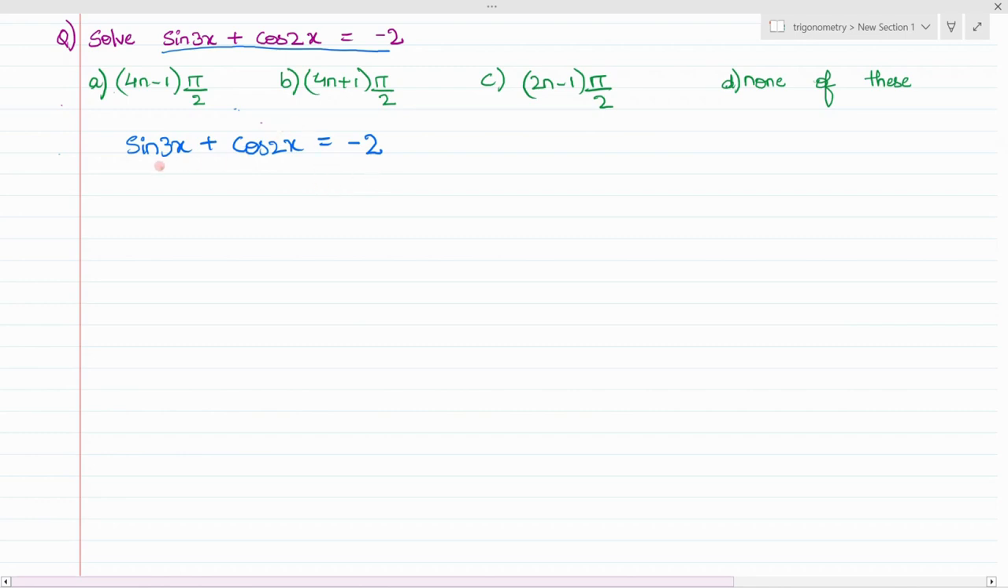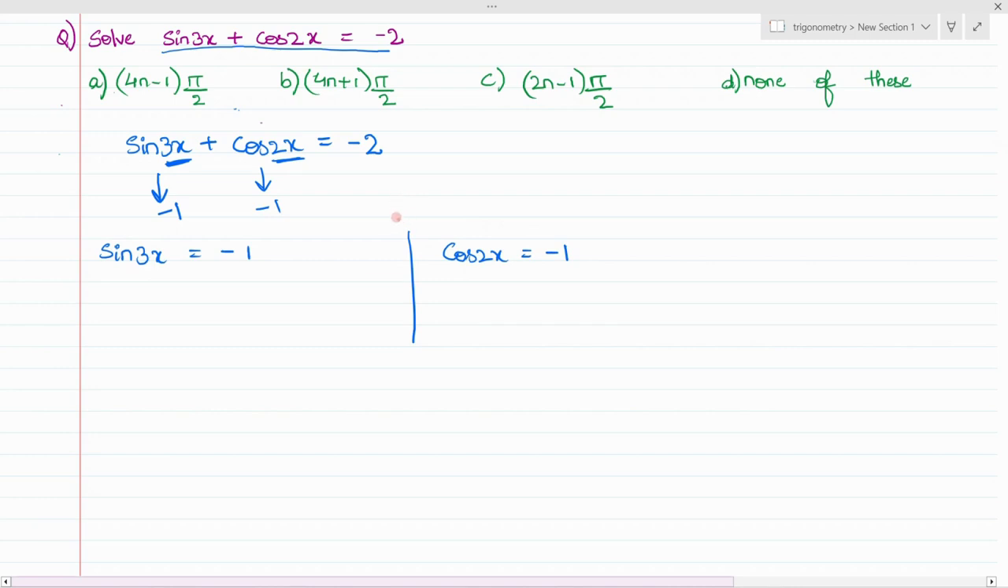Yes, because here the angle is 3x. Here it is 2x. So obviously we will have the solution, right? The only case which is possible over here is sin 3x should be equal to minus 1 and cos 2x should also be equal to minus 1. So let's find the general solution for that, and cos 2x is equal to minus 1.